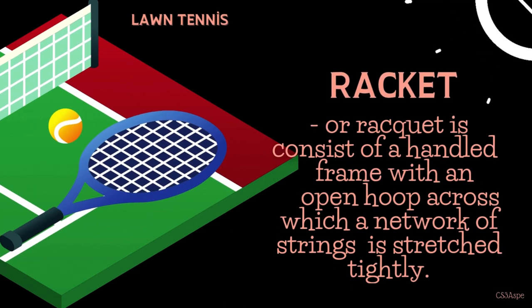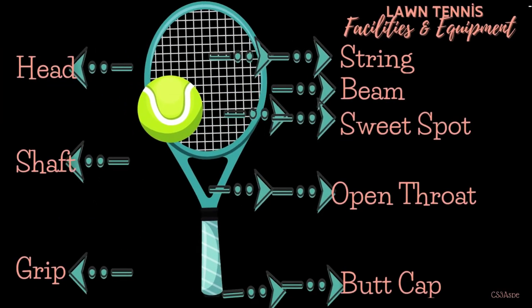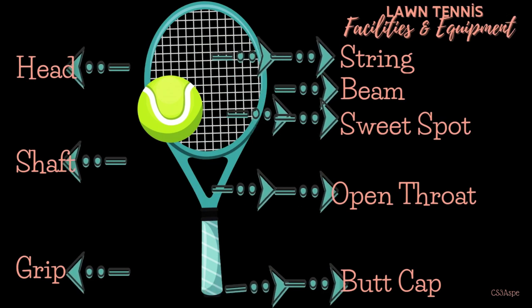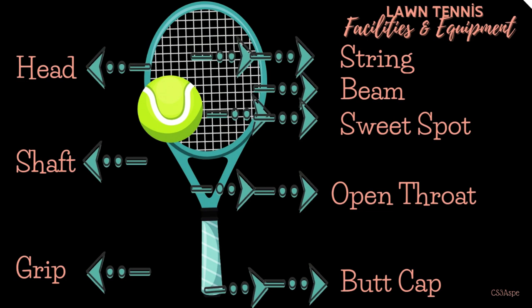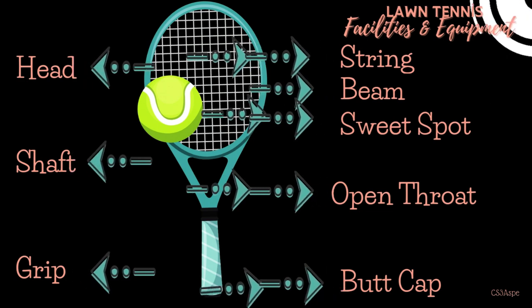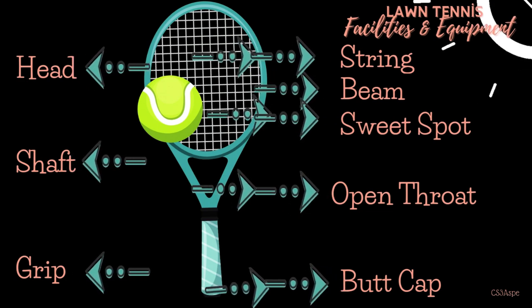A racket consists of a handled frame with an open hoop across which a network of strings is stretched tightly. The 3 main parts of a racket are head, shaft, and grip. Also, string, beam, sweet spot, open throat, and butt cap.